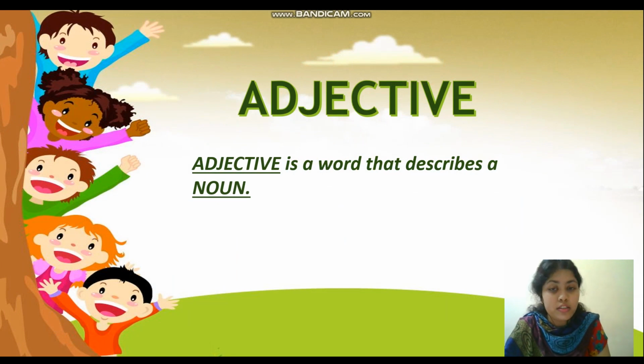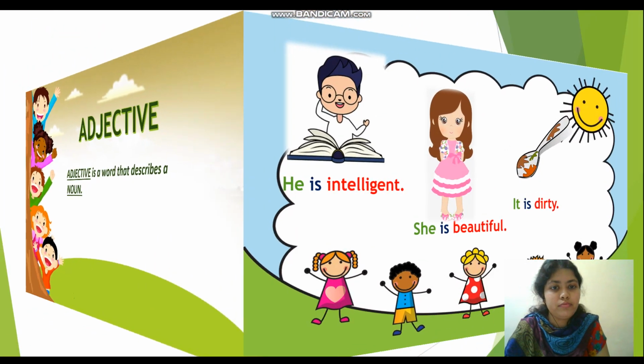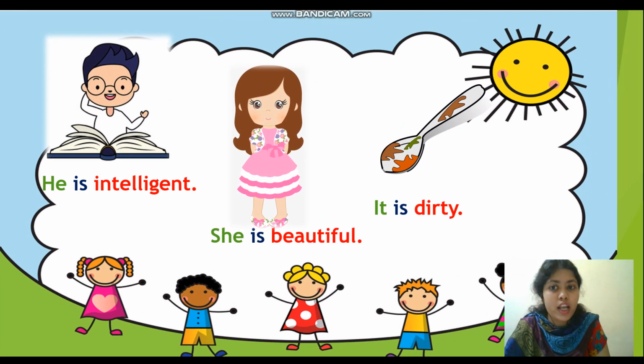But children, this is not it. Let's see a few more examples. Yes, children, as you can see, there are a few more examples. In the first one, it is: he is intelligent. Second, she is beautiful. And the third one, it is dirty.